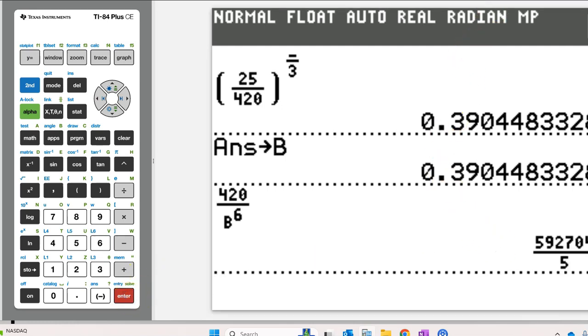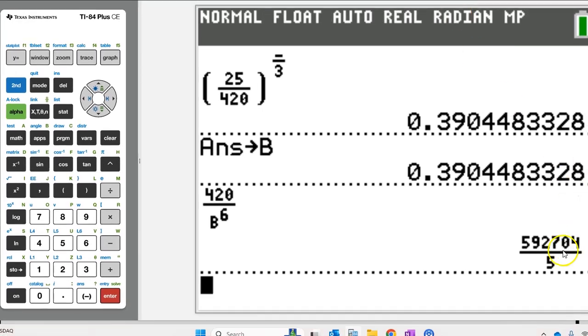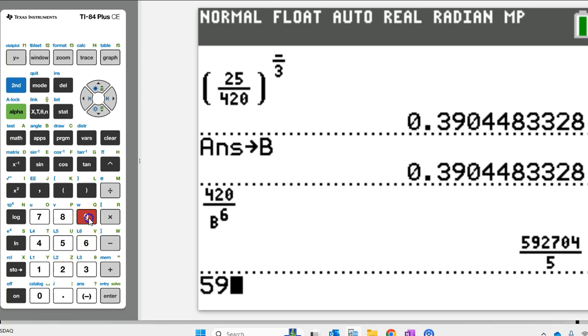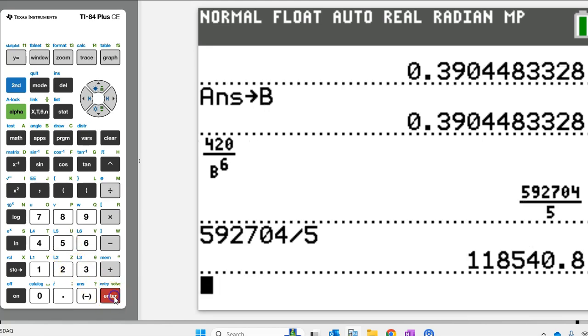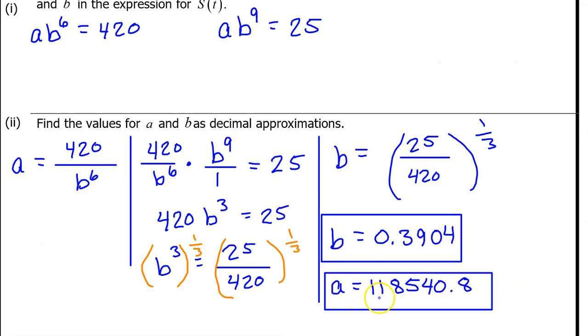Okay, I'm getting this weird fraction right here. We really want a decimal approximation. So I'm just going to turn around and divide this like so. I see we have 592,704 divided by 5. Okay, so there's my decimal approximation. A equals 118,540.8. So that is the answer for A part 2, and that's how you find A and B, mostly by hand.